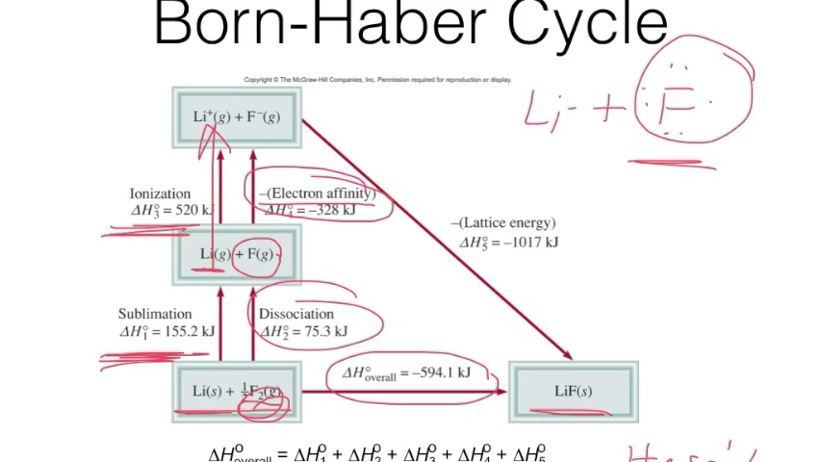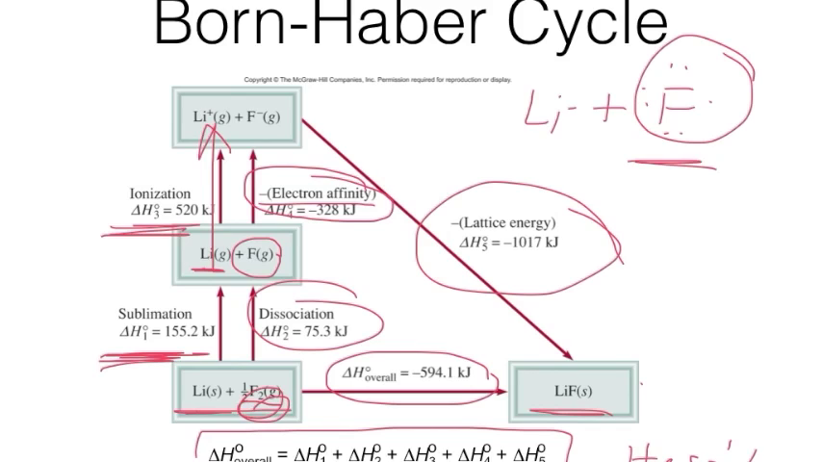Okay? Now, if that were the only thing, then it would just be the sum of those, but we know that that's not the case. We also have to deal with the lattice energy. And then the lattice energy added in gives me my overall reaction. Does this make sense? Yes. So it's just Hess's law. But you have to know what each step means.